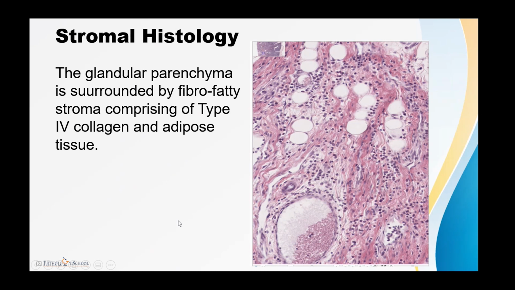The glandular parenchyma is surrounded by fibrofatty stroma comprising type 4 collagen and adipose tissue. Here we see the adipose tissue lined by and surrounding fibrous tissue. Here we see a large vessel.